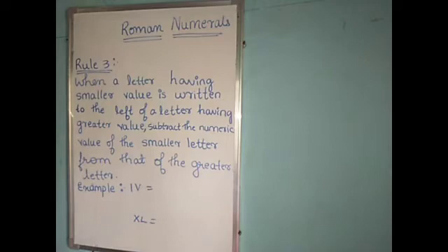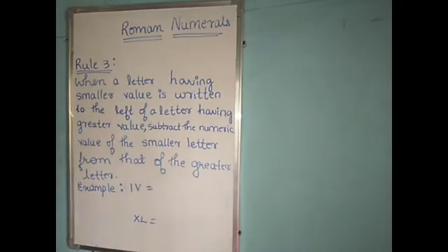Let's learn the third rule. When a letter having smaller value is written to the left of a letter having greater value, subtract the numeric value of the smaller letter from that of the greater letter.